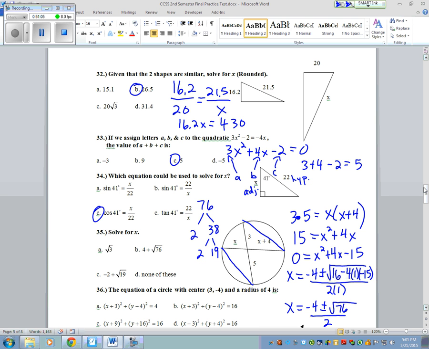So this negative 4 plus or minus square root of 76 over 2 becomes, let's write it over here, we'll run out of room on this one. So x equals negative 4 plus or minus 2 root 19 over 2. And I notice that there's an even number on each of those terms, right? So I can take out a 2 from the top. If I factor out a 2, I'm left with negative 2 plus or minus square root of 19 over 2. And then I can cancel the 2's, leaving me with answer choice C. So here's this one right here. That's a tricky one.